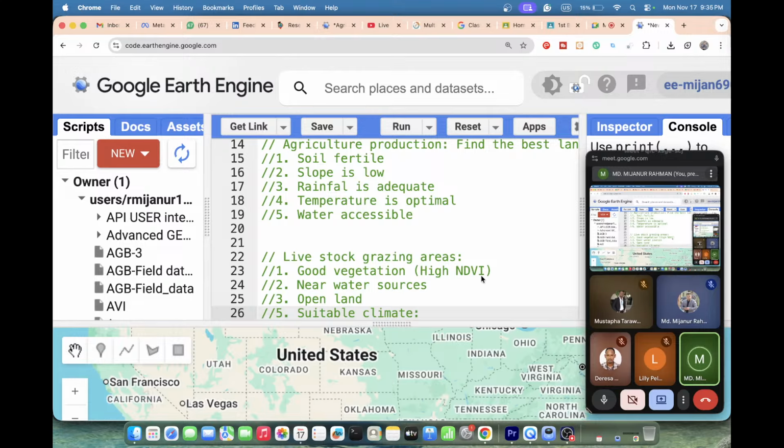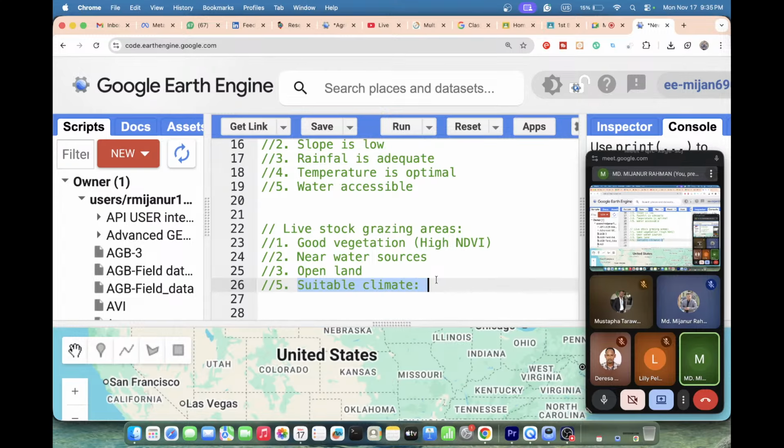But the most important are these two things: good vegetation is a very important factor to identify a livestock grazing area. To find the best area, we need to consider good vegetation. Then near water sources is very important. Then open land, then suitable climate, where temperature is optimal and rainfall is adequate. Then we choose this place as more suitable for livestock grazing.